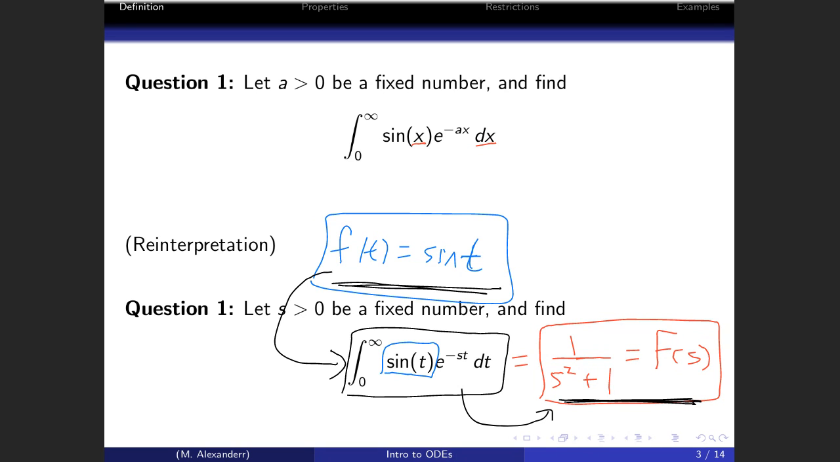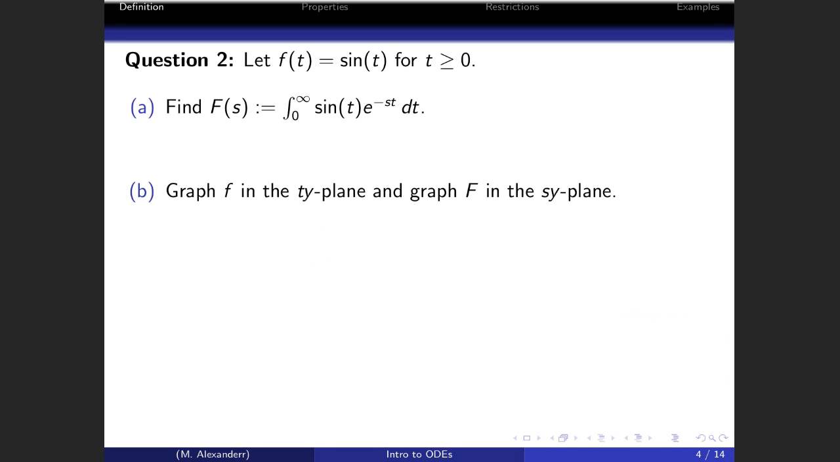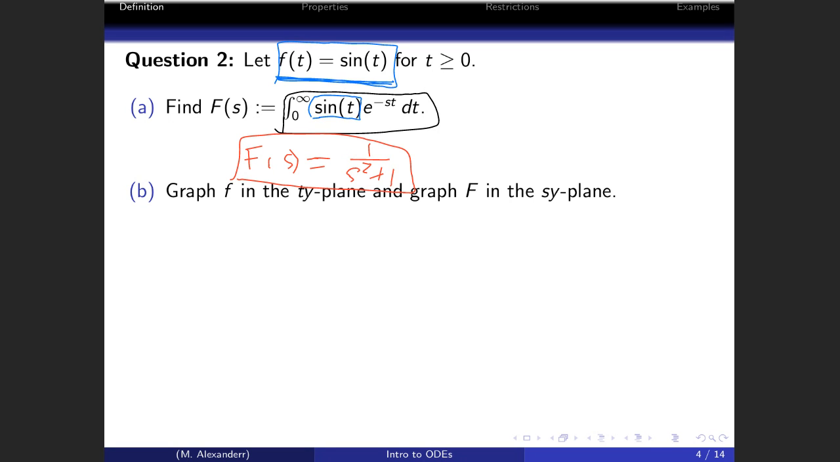Now, I want to make this a little bit more formal, so I'll just repeat what I just said. To make the picture a little bit more clear, again, the f function is the function in blue, which is sine of t, and this is a function of the variable t. You put it into your black box, which is this calculus 2 integral. Now you do the calculus 2 integration, and the output, in this specific example, is 1 over s squared plus 1. And so this is your output.